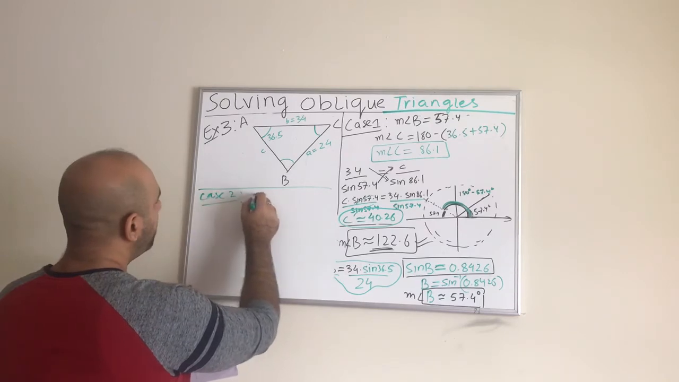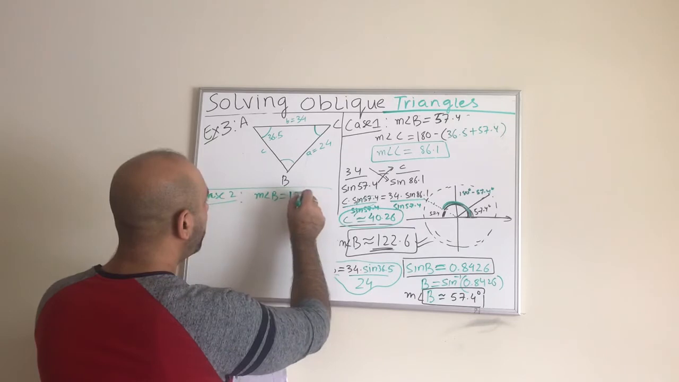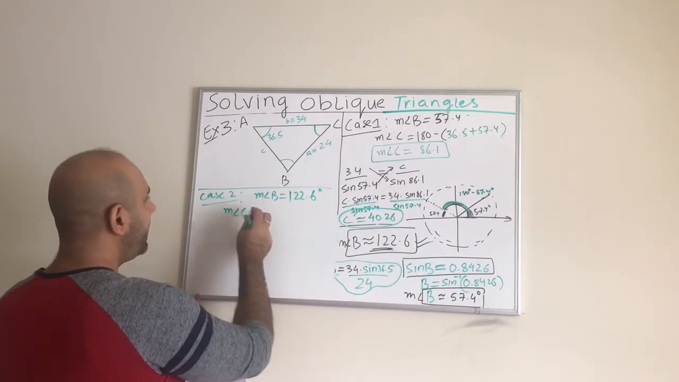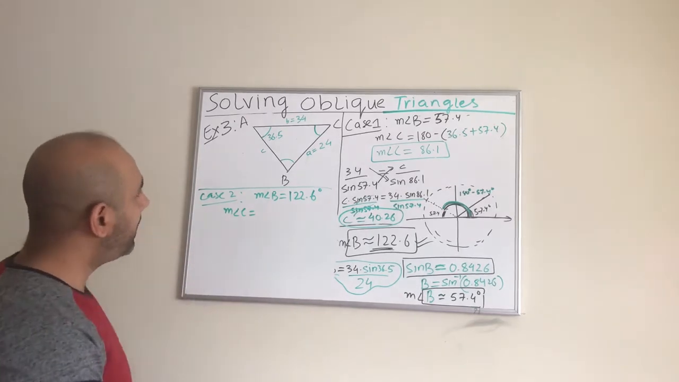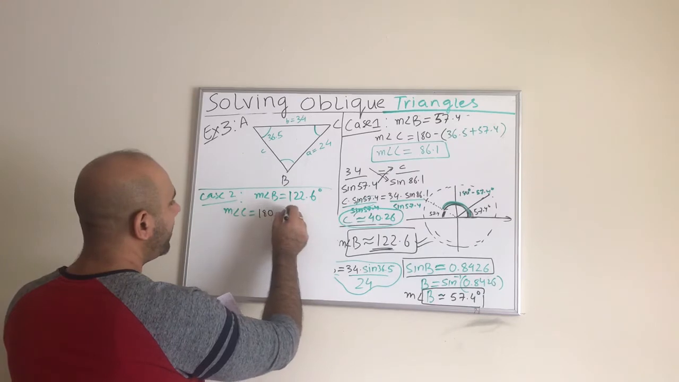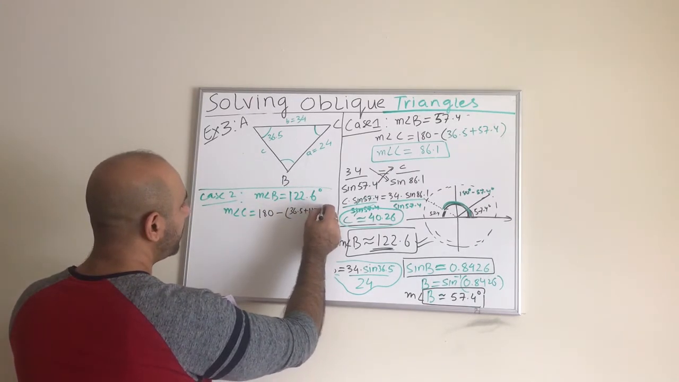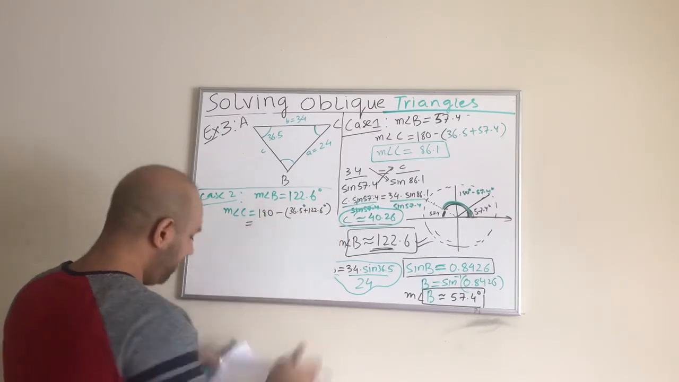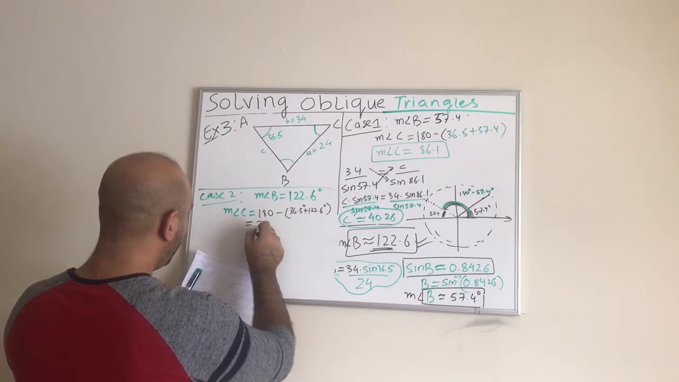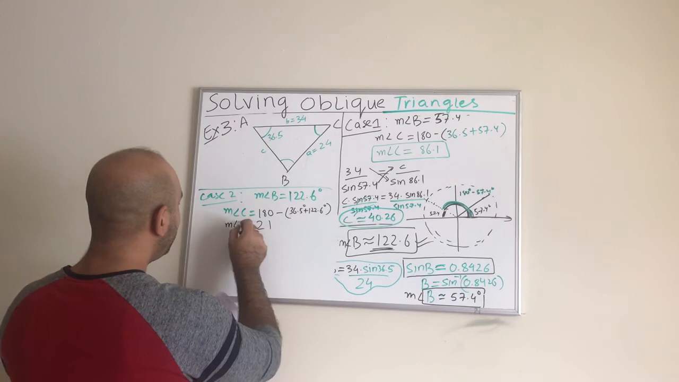So guys, for case 2, measure of angle B is going to be 122.6 now. And then from there, we are going to first find the measure of angle C. And let us see if we can actually find that measure angle C. We have to use the same formula, 180 minus sum of the other two angles, 36.5 plus 122.6 degrees. Guys, when we simplify this, I have already simplified that, we get something close to 21. That's what we get for measure of angle C.